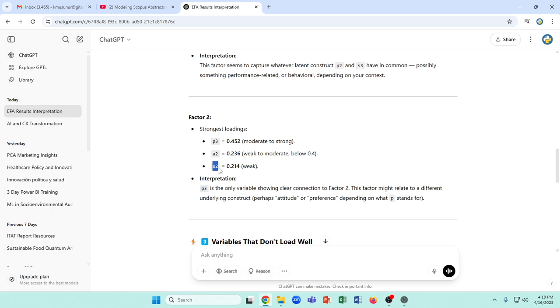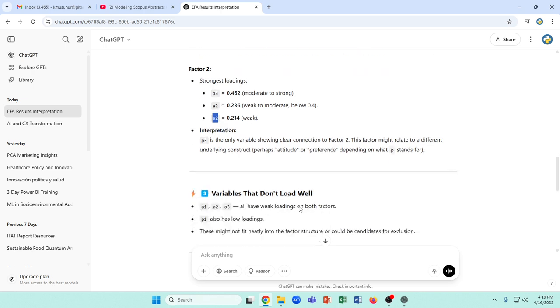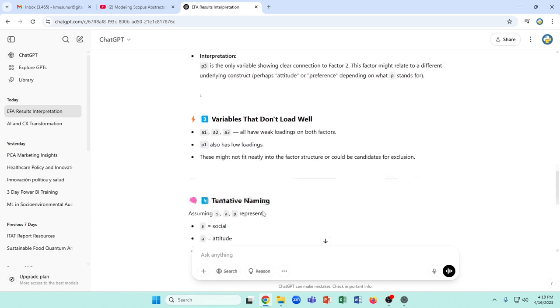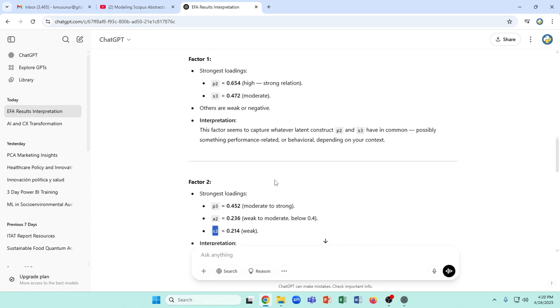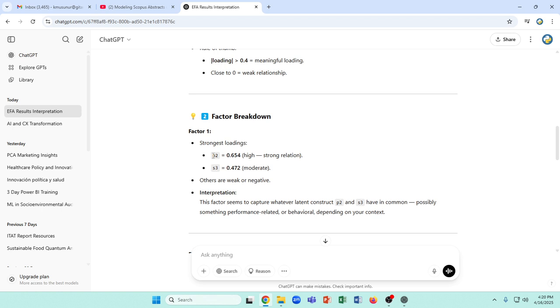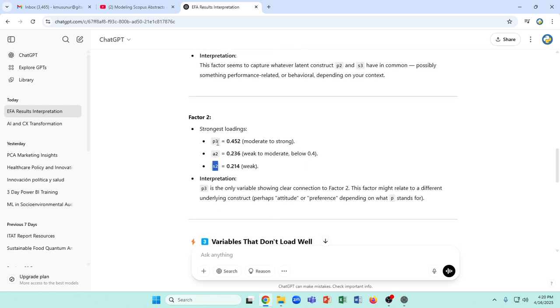I cannot say that a change affects a change in another variable, but that's it. So it is a two-factor solution. Here S3 and P2 are tightly connected, and P3, A2, S2 are tightly connected, with the magnitude and direction shown in the loading. So this is how exploratory factor analysis can be done in this application.